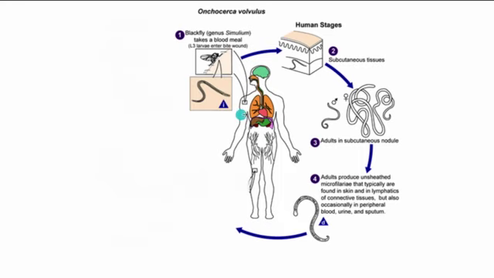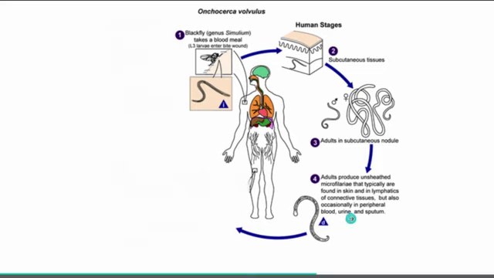So we find them in the subcutaneous tissues, and the adult worms will form a capsule that we call subcutaneous nodules. Inside the capsule, they will mate, and they will produce the unsheathed microfilariae which can be found in the skin mostly. It can also be found in lymphatics of the connective tissue. Occasionally, the microfilariae can be found in peripheral blood, urine, or sputum.